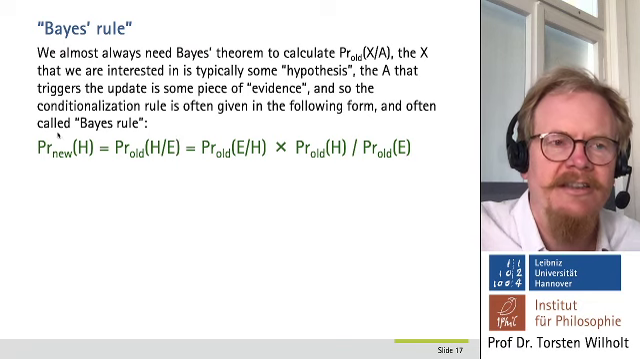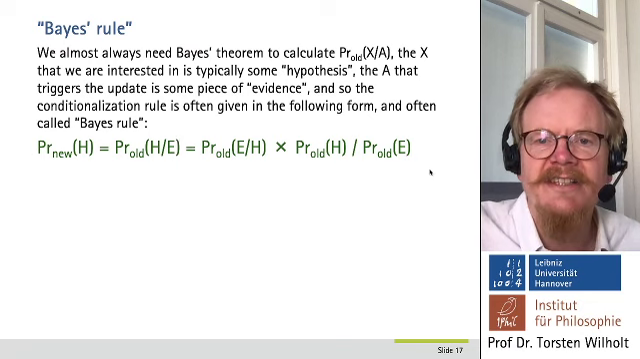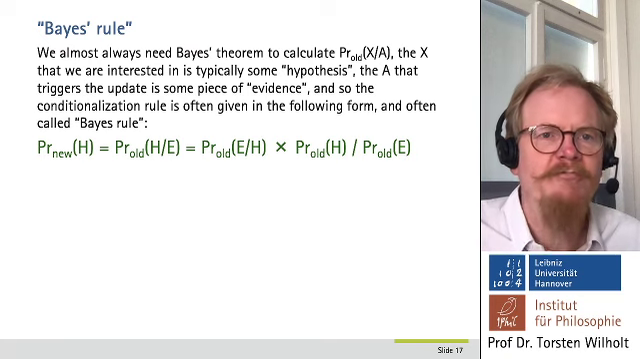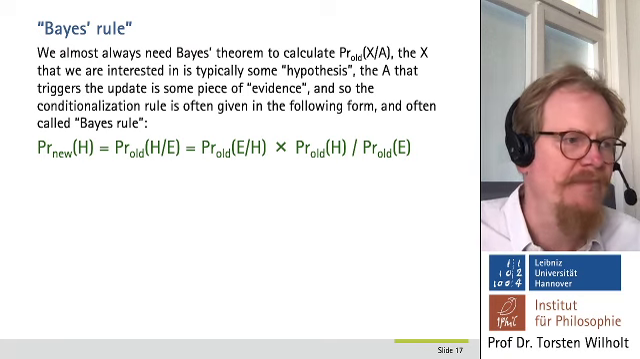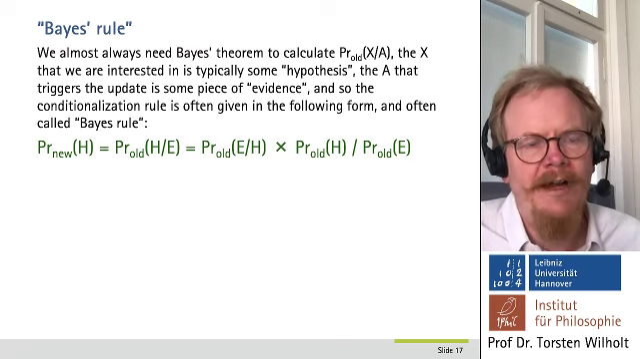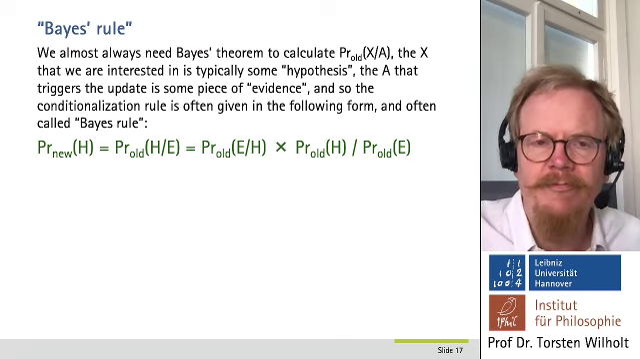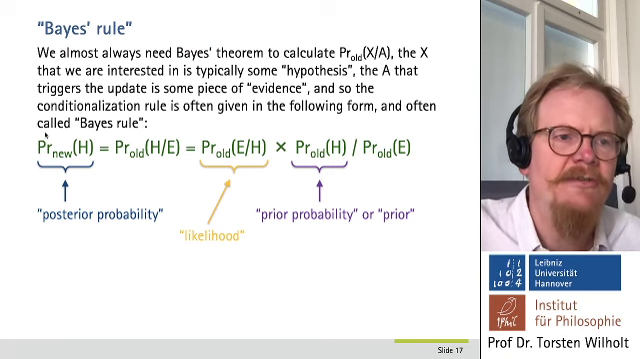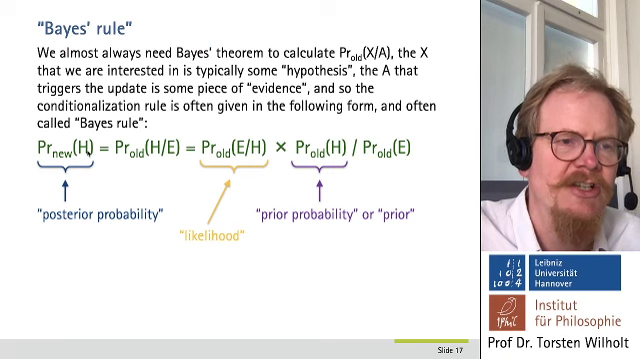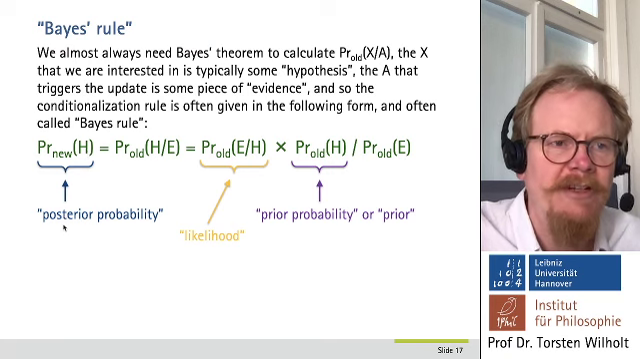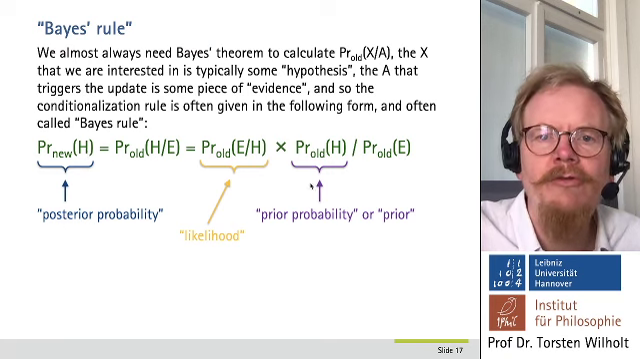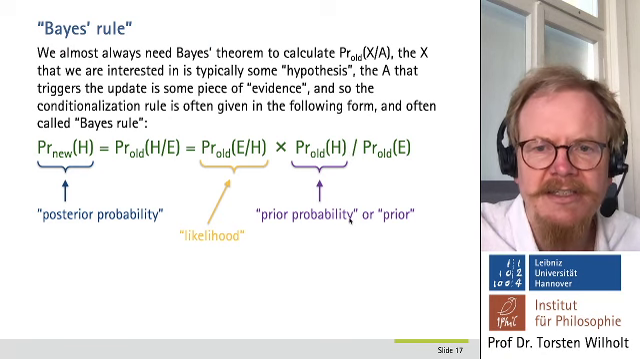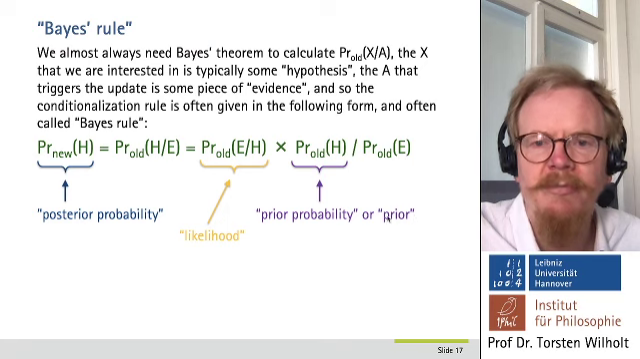The conditionalization rule looks like this, and if you spell it out like this, it's often also called Bayes' rule. I would also like to introduce some useful terminology here. So this here, the new unconditional probability of H, is called the posterior probability, and the old unconditional probability of H is called the prior probability, or short, the prior.